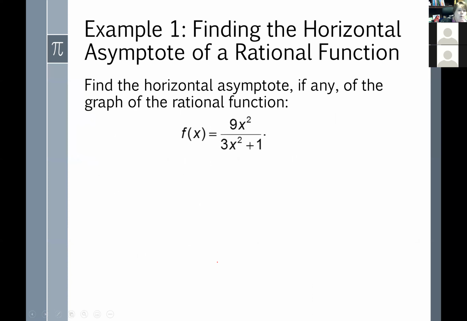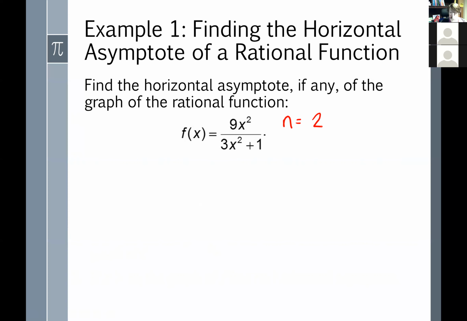Okay, so let's look at this rational function. We have f of x equals 9x squared divided by 3x squared plus 1. So to determine if this function has horizontal asymptotes, I need to determine the degree of the numerator and the degree of the denominator. So looking at the numerator, the largest exponent, the only exponent, is 2. So the degree of the numerator polynomial function is 2.